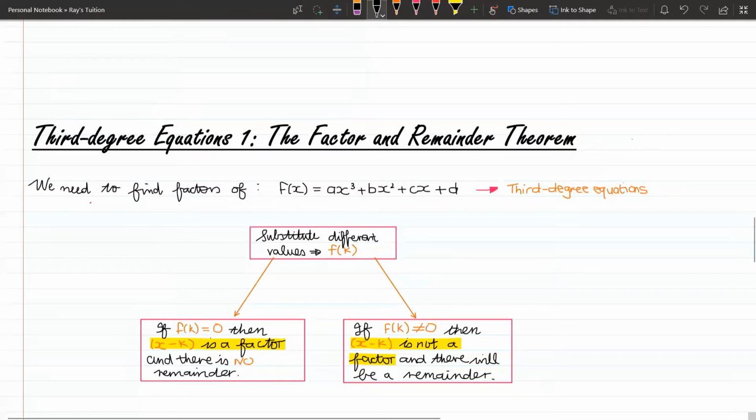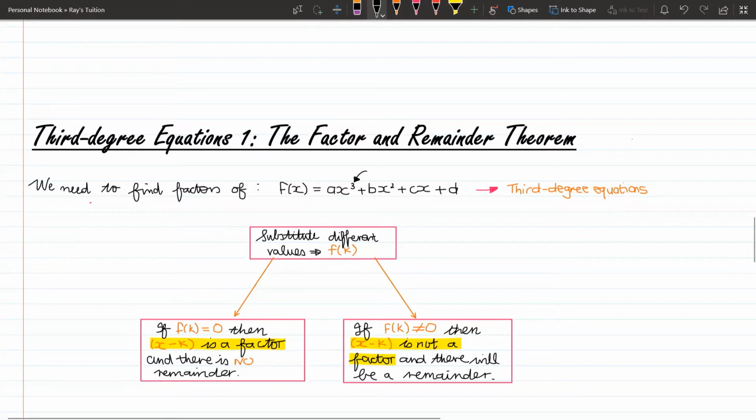Hi everybody and welcome to this video on third degree equations. A third degree equation is an equation where the degree of x, or the power of x, is 3, and it has the general formula ax cubed plus bx squared plus cx plus d.